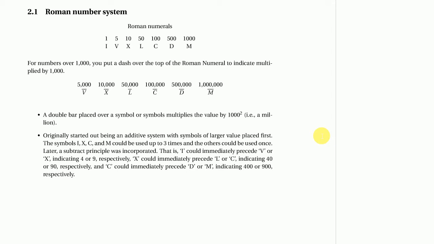So it has just the symbols from 1 through 1000, but not all parts of it, only every 5 or 10, like that. And for more than 1000, they just put an overline on that symbol, which denotes it's multiplied by 1000. And a double bar means it's multiplied by 1 million.